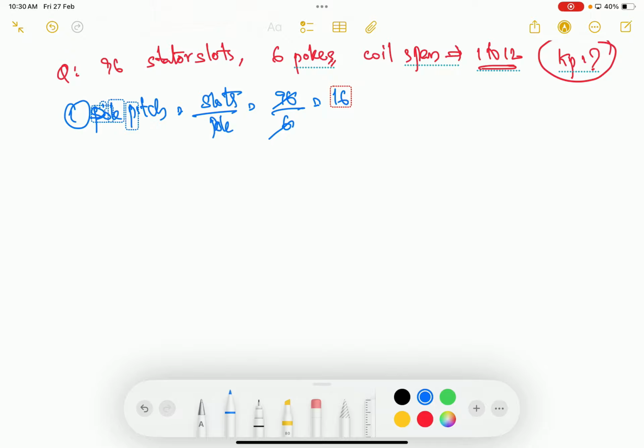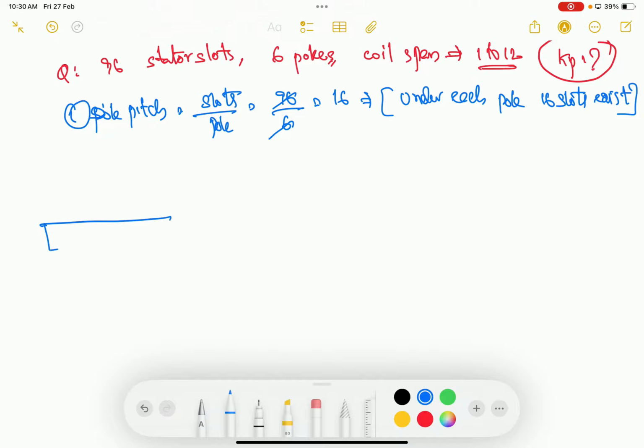What does that mean? Under each pole, how many slots are there here? 16 slots are present under each pole. You have to draw this diagram, even in the exam.